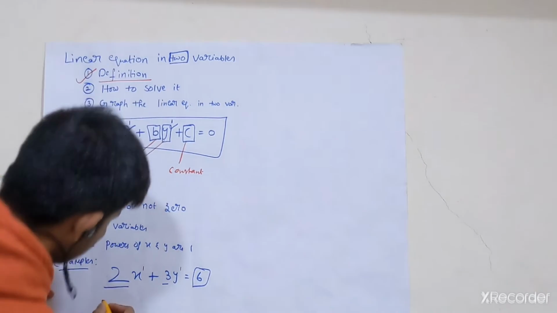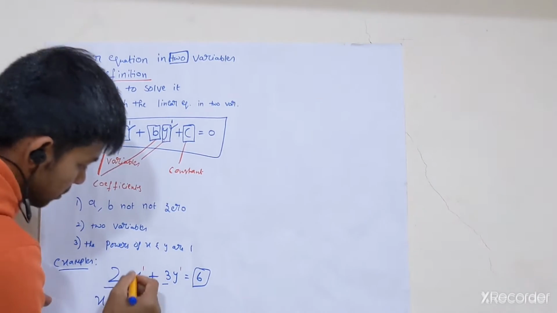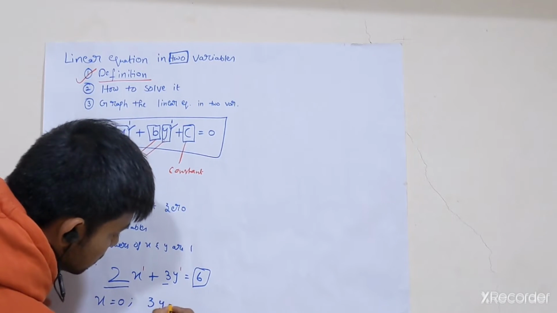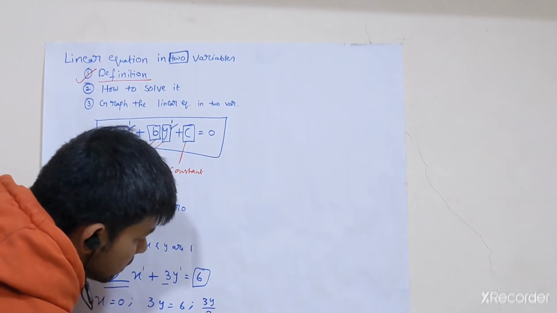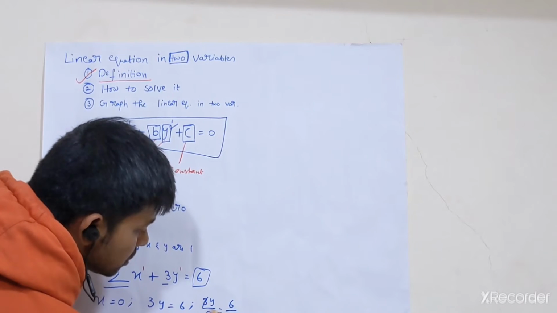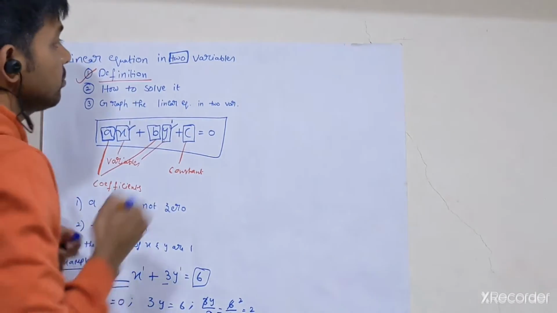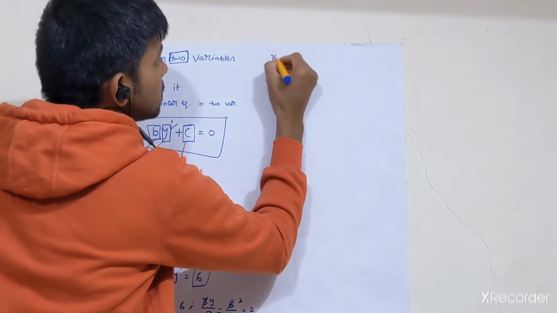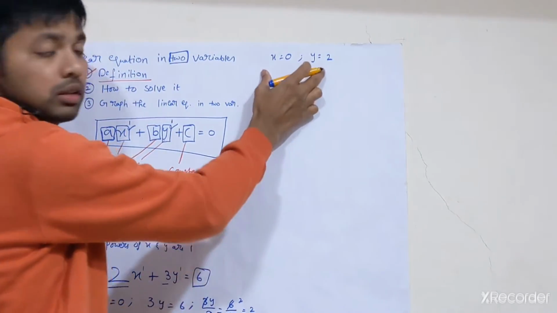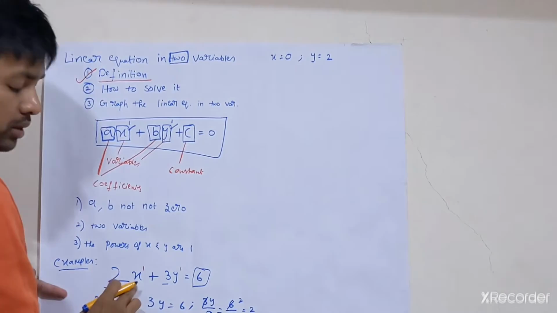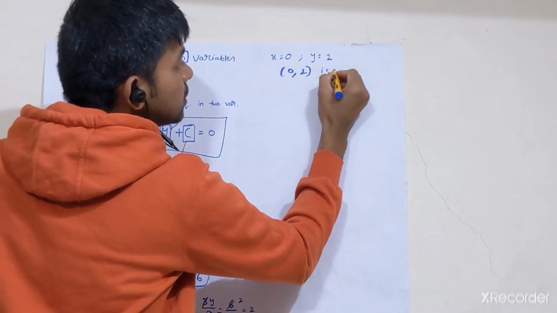For easy purpose, I will take x is equal to 0. If you substitute x is equal to 0, this term is going to be 0, and then 3y is equal to 6. Divide both sides by 3, so 3y by 3 is equal to 6 by 3. These cancel, and therefore y is equal to 2. Therefore x is equal to 0, y is equal to 2 is a solution of the linear equation 2x plus 3y is equal to 6. So (0, 2) is a solution.